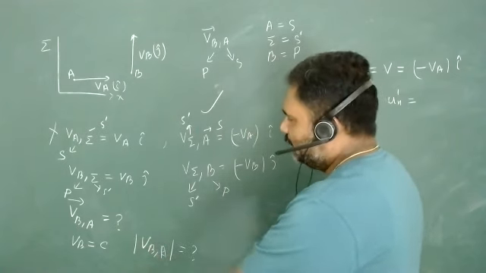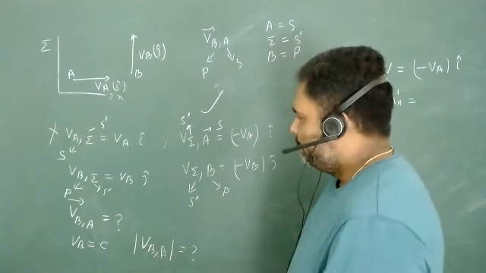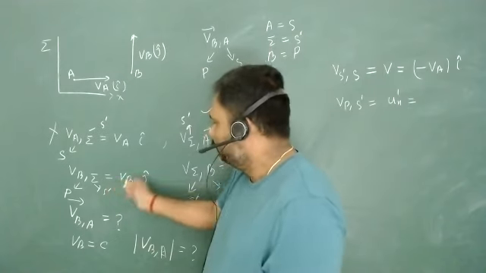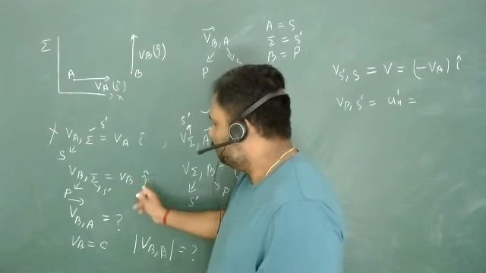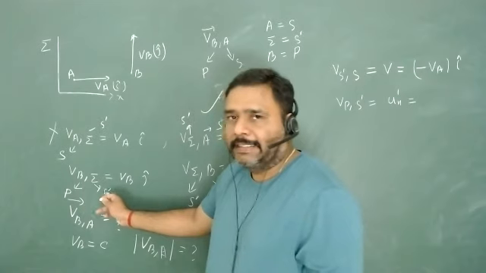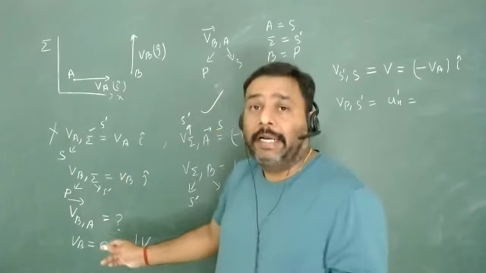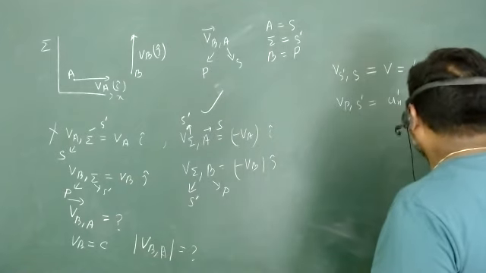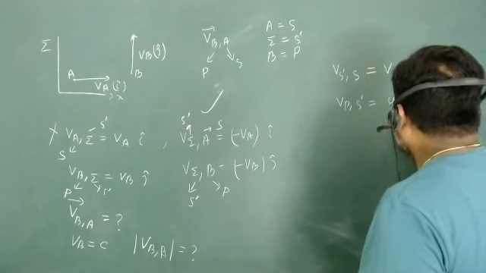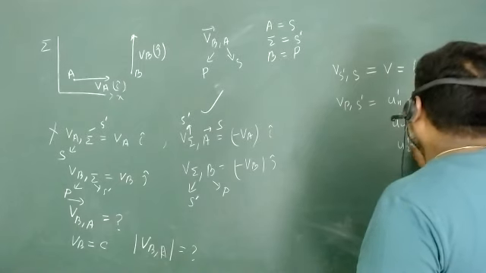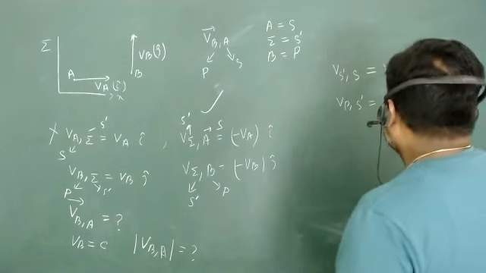Is anything UX dash? No, nothing is UX dash. This is UI dash, isn't it? Because it is in J cap direction. The particle with respect to S dash is in J cap direction. So this is UI dash. There is nothing called UX dash, so UX dash is equal to 0. And you can say UI dash is equal to VB. And obviously UZ dash is also 0.